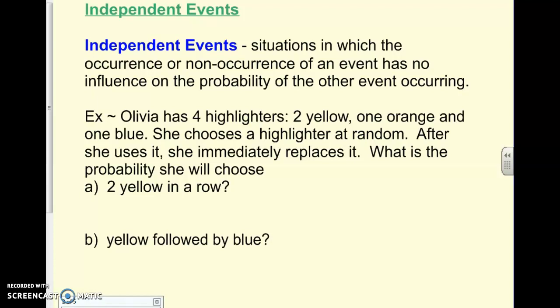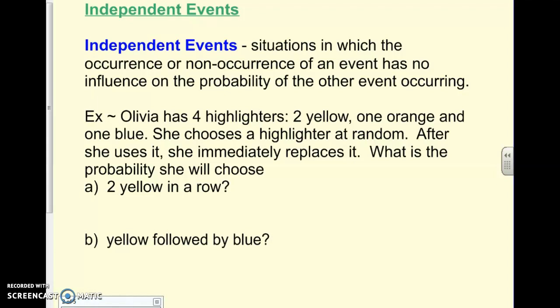So in today's video, we're going to look at independent events. Independent events occur when two things are happening that are independent of each other, which means that the probability of one thing happening has no effect on the probability of the other thing happening.